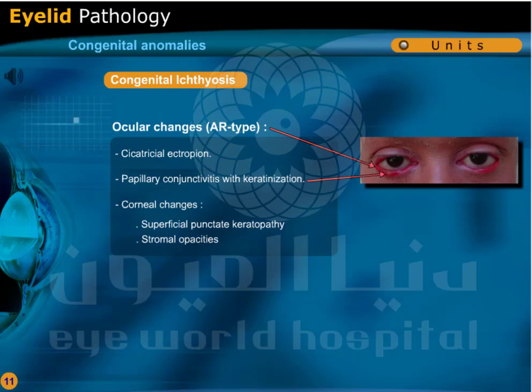Various ocular changes occur in the autosomal recessive type of congenital ichthyosis: cicatricial entropion, papillary conjunctivitis with keratinization, and corneal changes including superficial punctate keratopathy and stromal opacities.